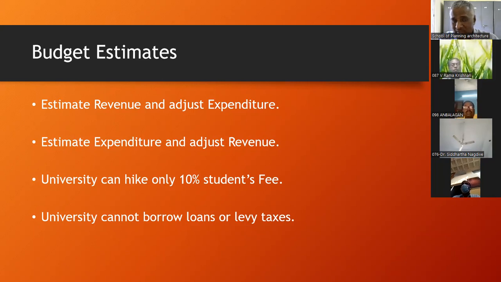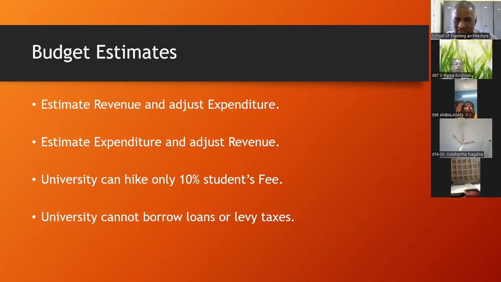So here in the budget estimates, there are two things. One is to estimate the revenue and adjust the expenditure. What is the expenditure of the college or university? Estimate it and adjust your expenditure. Or estimate the expenditure and adjust the revenue. The first thing is possible, the second thing is not possible. What will the government do? The government will make an expenditure proposal. Accordingly, it will increase or decrease the revenue.